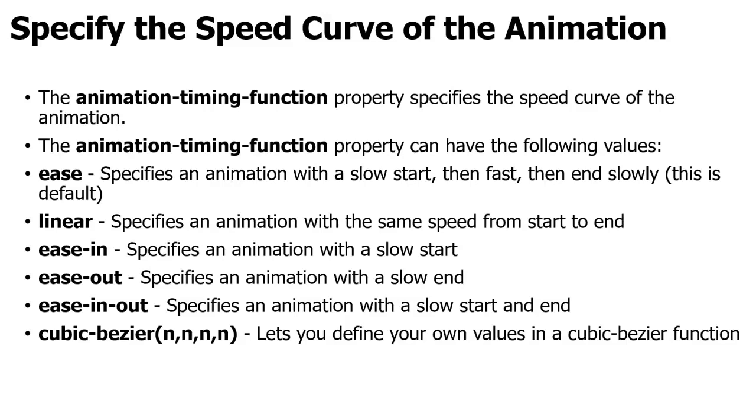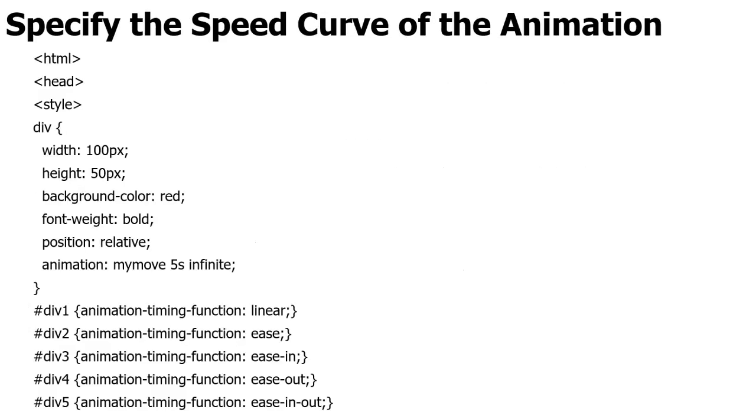Linear is the same speed from start to end. Ease-in will start slowly but end at the same time as the others. Ease-out will start fast and end slowly. Ease-in-out is slow at both ends, but in the middle it will adjust the time. With cubic-bezier, you can give your own timings. So this is an example for this. The property name is animation-timing-function. Linear, ease-in, ease-out, ease-in-out, all these things are here. So this is how to do that.